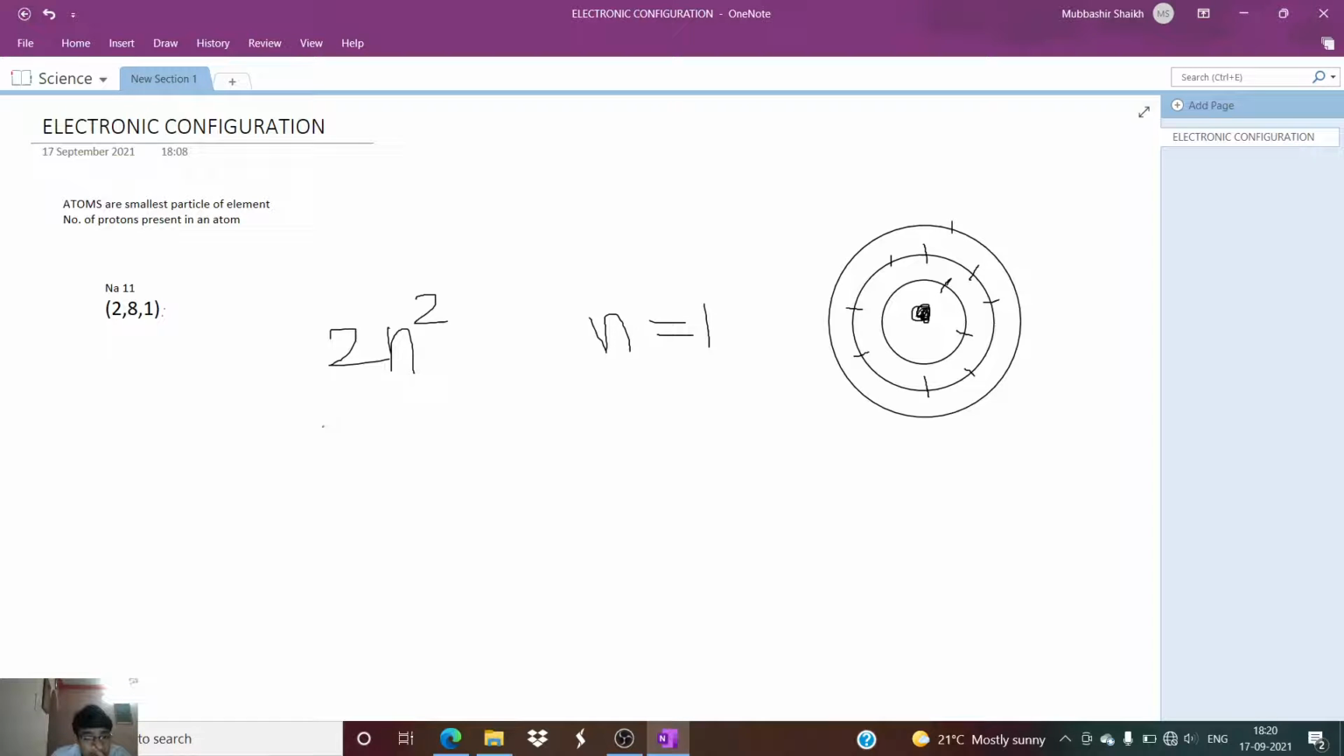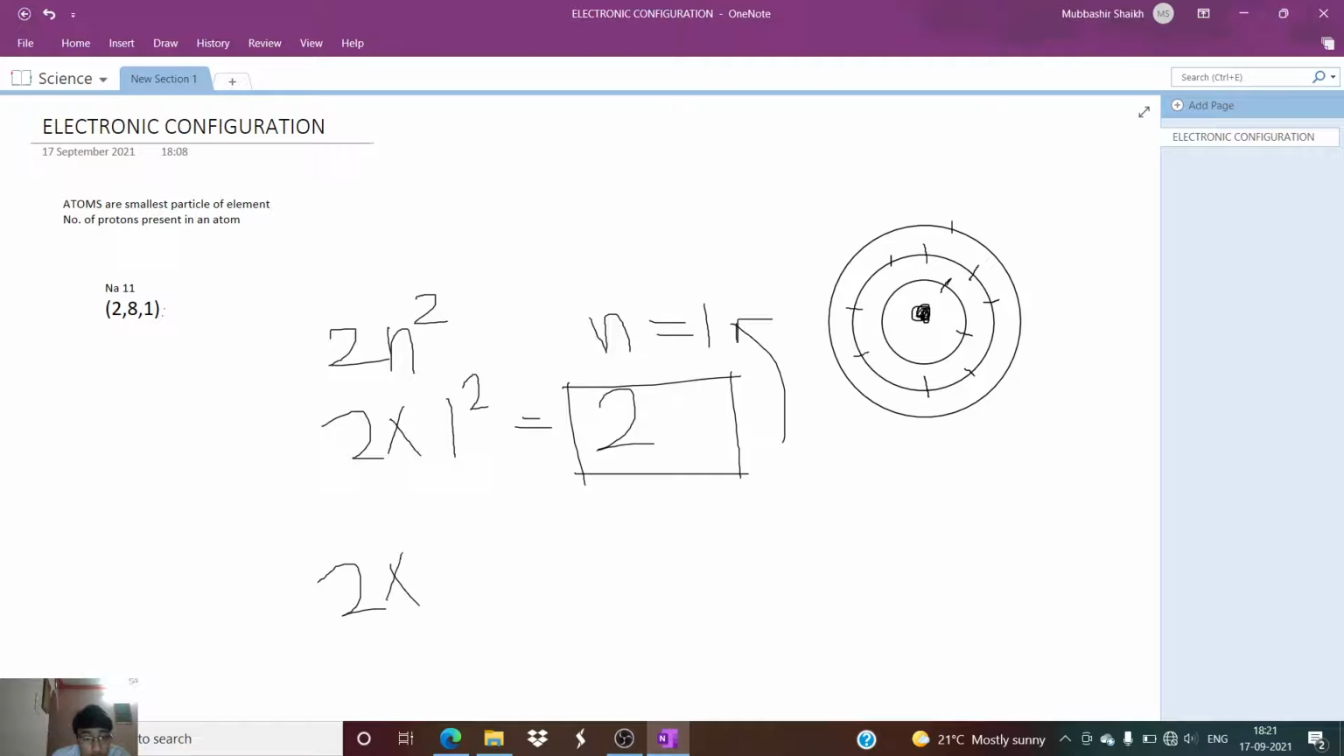And in that case, 2 into 1 square will be equal to 2, okay. And by this we can get that only 2 electrons can be placed in the first shell, okay. Similarly, if we want to place electrons in the second shell, then n is going to be equal to 2. So 2 into 2 square. So 2 square is 4. So 4 into 2 is 8.